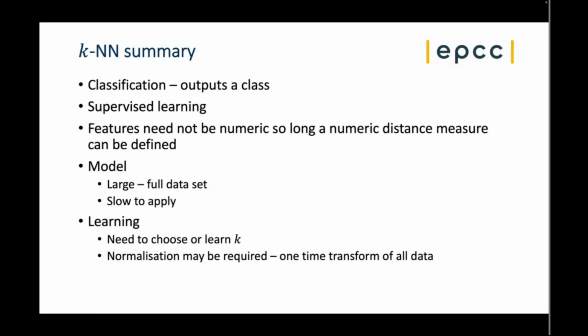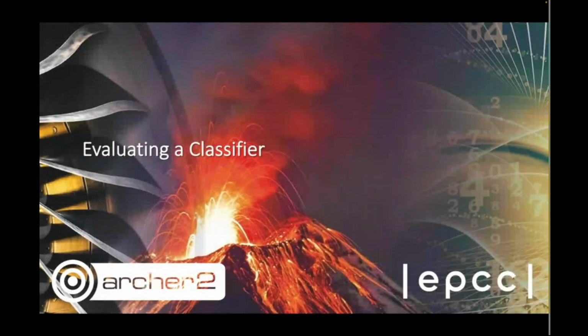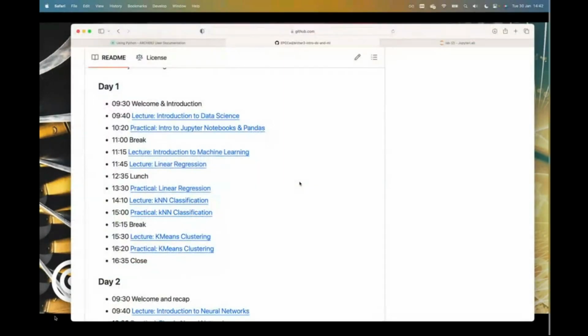In terms of learning here, we need to either choose or learn, evaluate the best possible value of the hyperparameter k, depending on the distance metric chosen, and in most cases, you will need to do some kind of normalization. That's a one-time transformation of the data so that it has a similar scale and spread in all directions. So a few words now about evaluating a classifier.